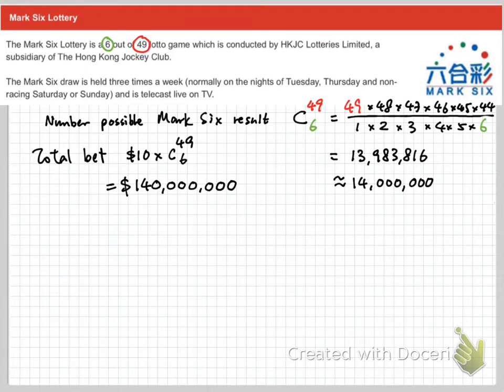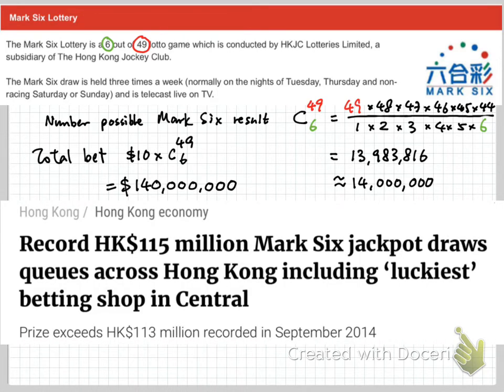So what is the highest Mark 6 first prize? Here is the highest Mark 6 lottery result: 115 million. If you want to get that jackpot 100% sure, you have to spend 140 million to do that. So betting is never a good option to win money, right? Because if you want to guarantee a win, you have to lose some money first. So that's how we use the Mark 6 lottery result to show the application of NCR.